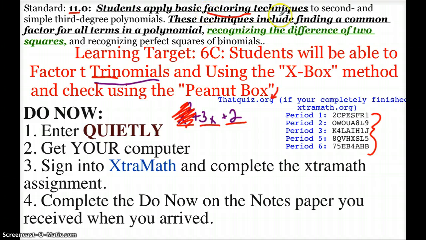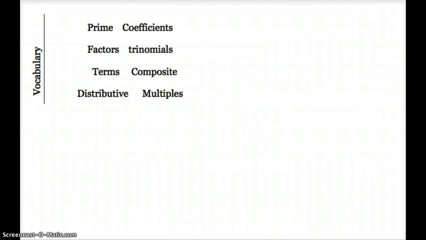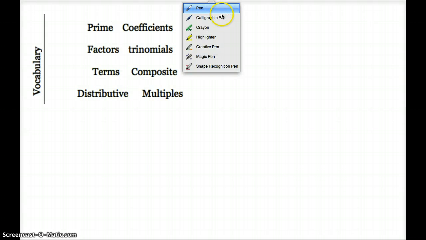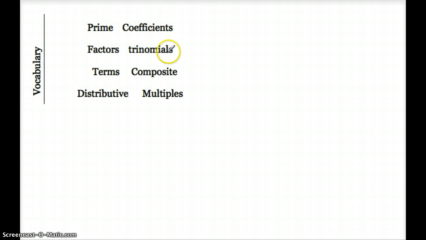Factoring means breaking things down into parts. The multiplication, kind of like dividing. Okay, here are the vocabulary words that should be at the bottom of your paper. We've covered almost all of these already, so just keep in mind if you have any questions, I'm going to be using these words pretty regularly.